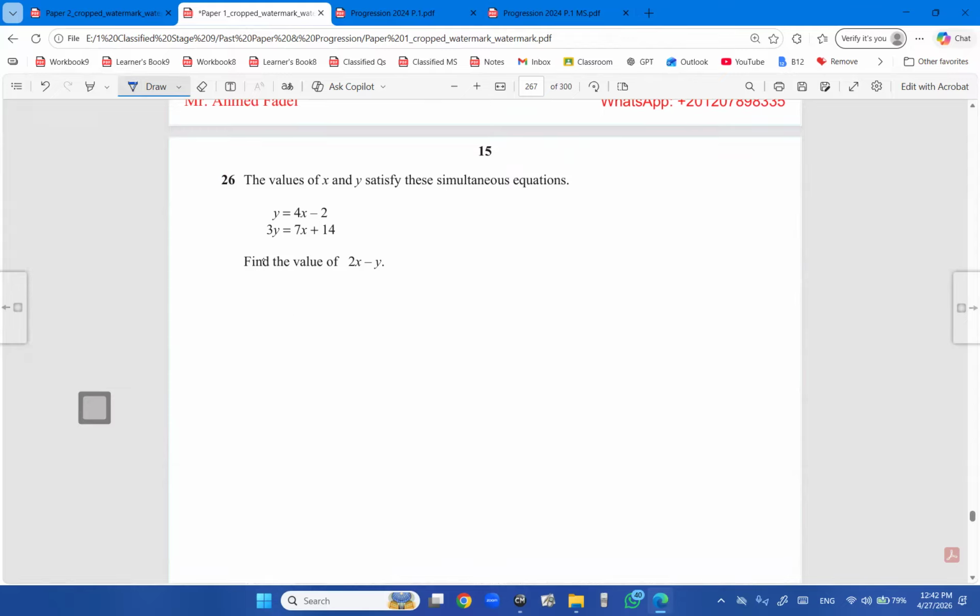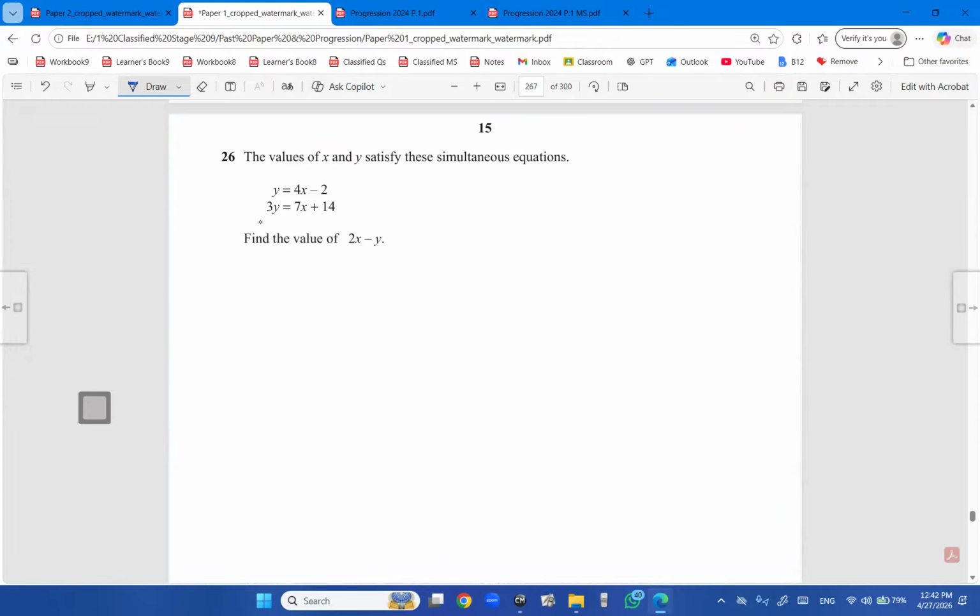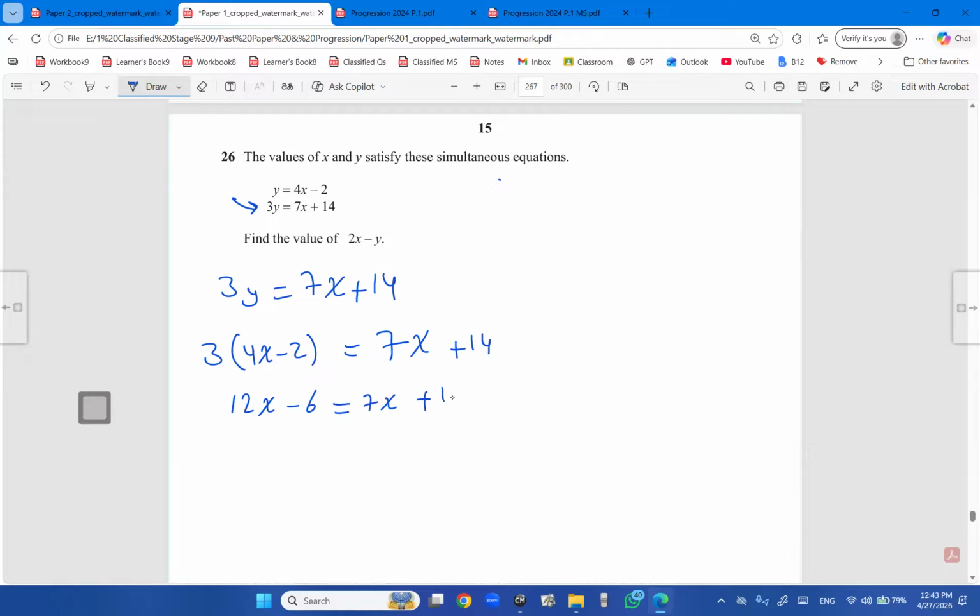They told you here that y equals 4x minus 2. So we need to substitute in 3y equals 7x plus 14. We need to take the y and write it over here. So I'm going to write 3y equals 7x plus 14, substituting y with 4x minus 2, this is what they said to you. They told you y is 4x minus 2. So it's 3 multiplied by 4x minus 2 equals 7x plus 14. Then now start expanding. So it is 12x minus 6 equals 7x plus 14.